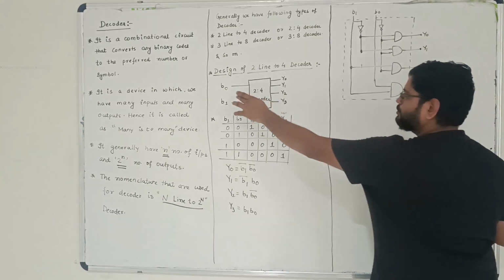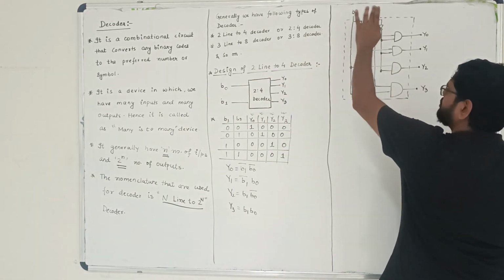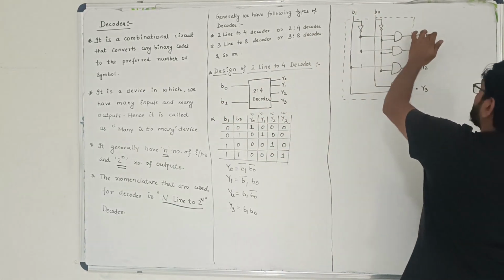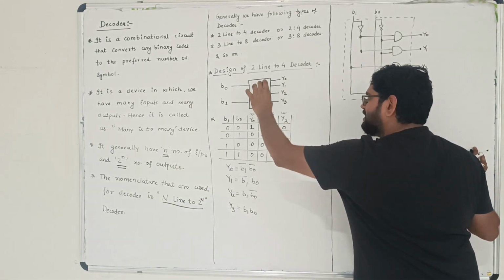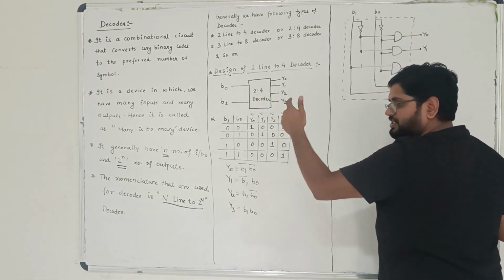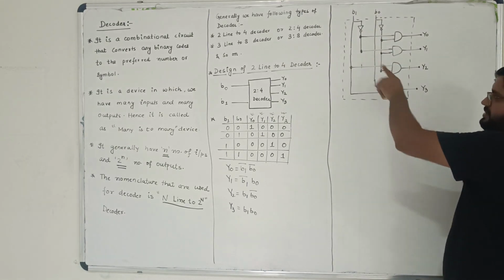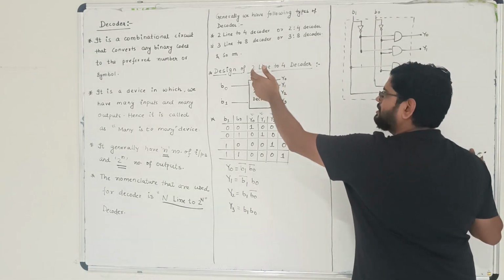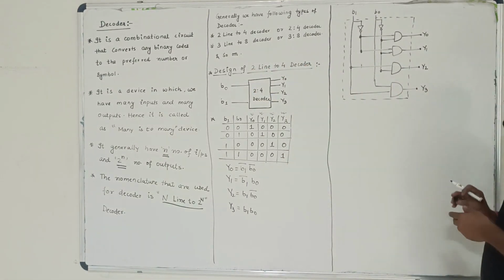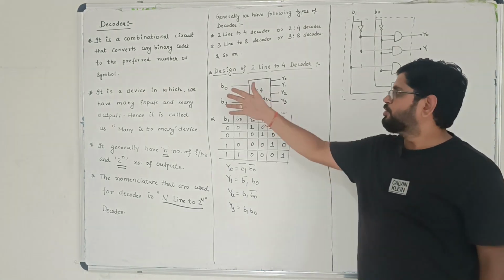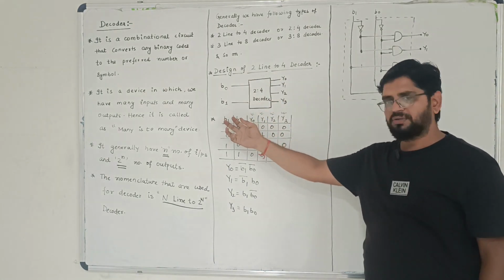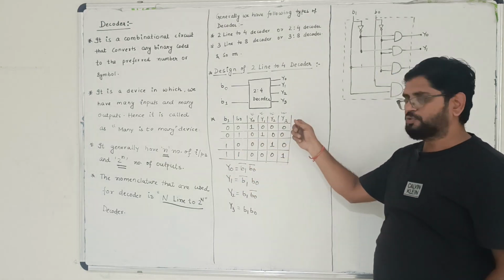So you can clearly say the two inputs are B1, B0. 4 outputs are there. Y0, Y1, Y2, Y3 are the outputs. The only thing was to design the inside combinational circuit. This is your inside combinational circuit that will be used as a 2-line to 4-line decoder. So I think it is quite easy to understand. The process is very simple. 2 inputs, all the combinations, then 4 outputs are written.